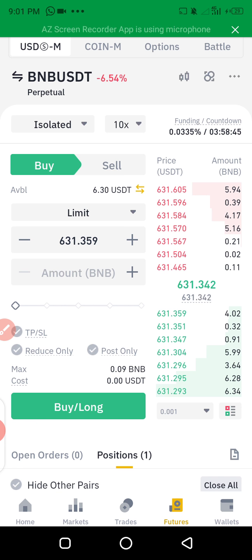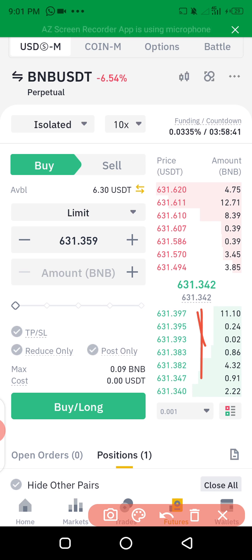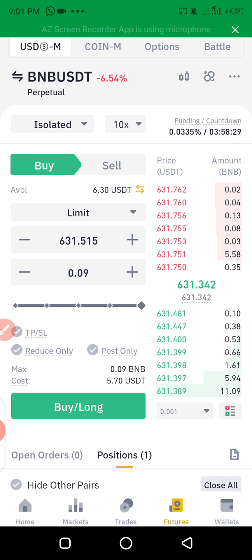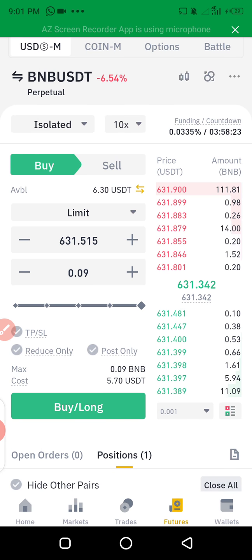Let me just choose a buy order from the buyer here. As you can see here, I just pick a buy price at $631. Go long, buy, go long. I decided to go long. You just click on buy here. As you can see, this is my price that I want to enter. So the system will place the order for me.